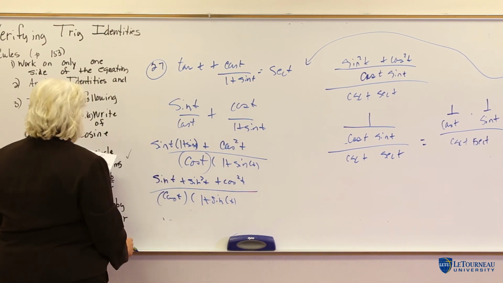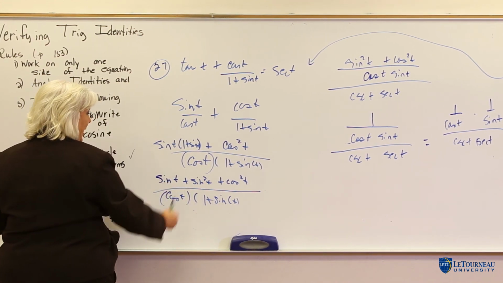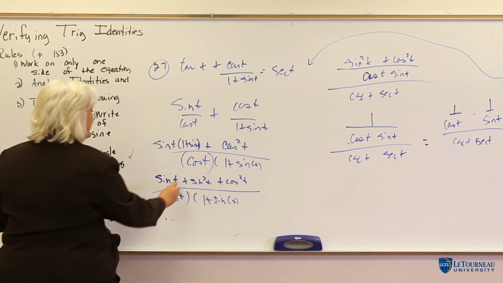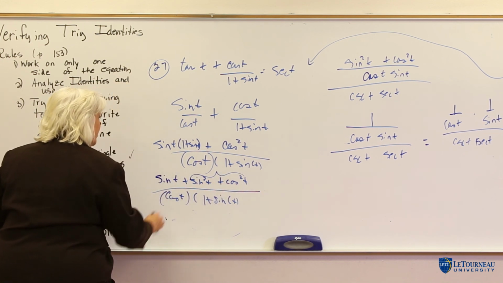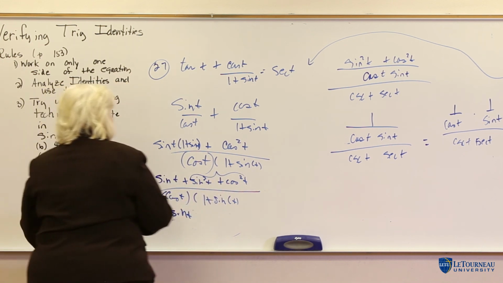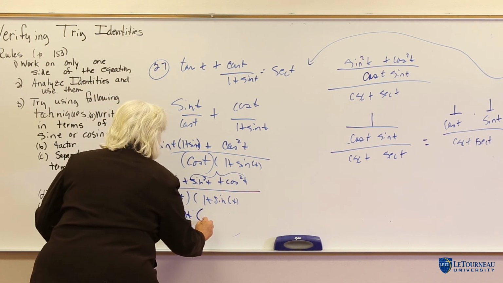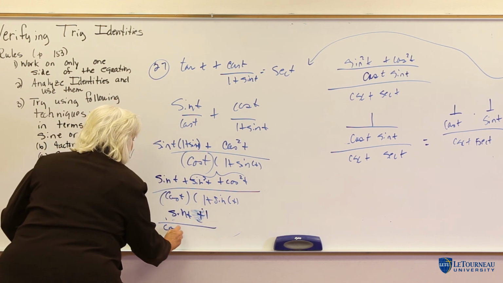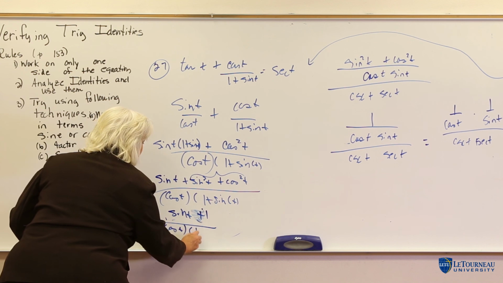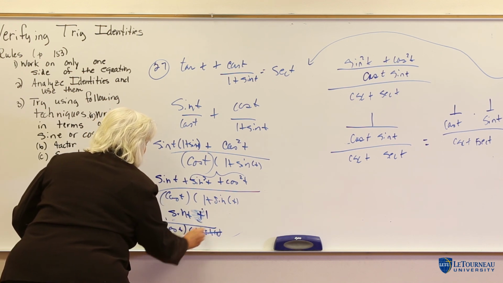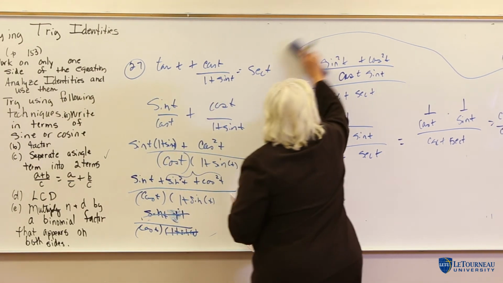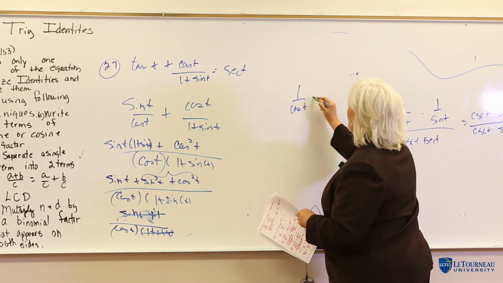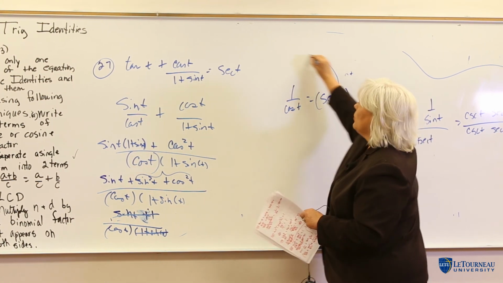And then all I have to do is factor out a sine. No, this gives me 1. That gives me 1. So I have sine t, that gives me sine t plus 1 all over that. And do y'all see that that sine t plus 1 is the same thing as 1 plus sine t, so they cancel? So what I'm left with is 1 over cosine t, which is secant t, and that's what I'm trying to verify. So I'm done.